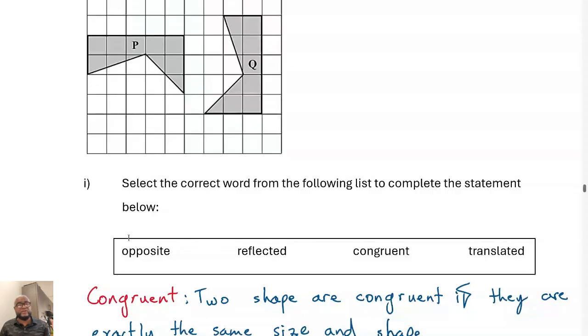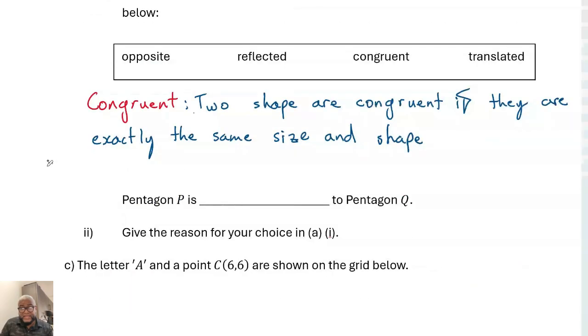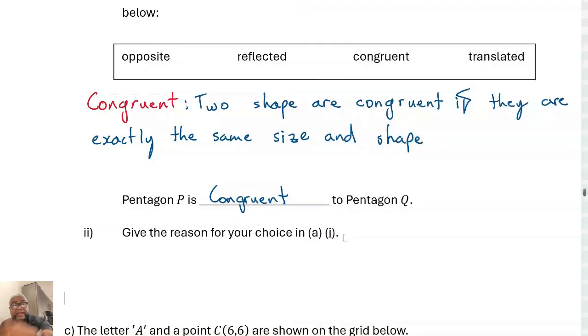It doesn't matter how they turn or how you position it. Are they the same size and shape? Yes. So pentagon P is congruent to pentagon Q. And look, I just gave you the reason as the definition. Right, Jivan? So write the reason for your choice. The reason will be because they are the same size and shape.